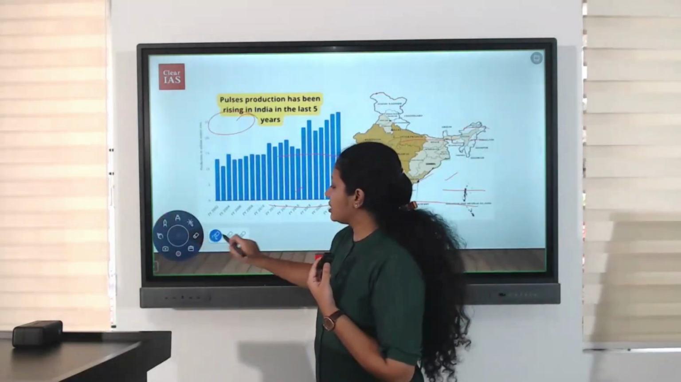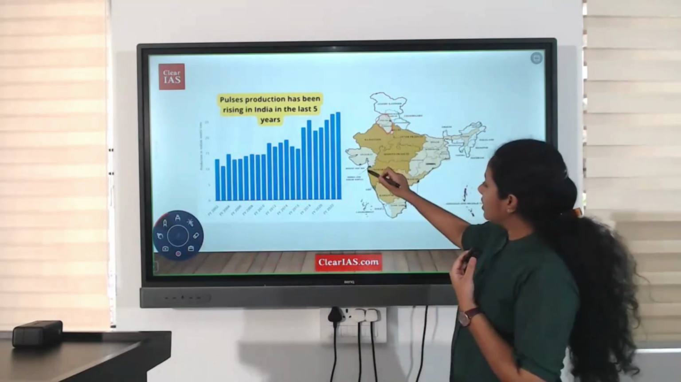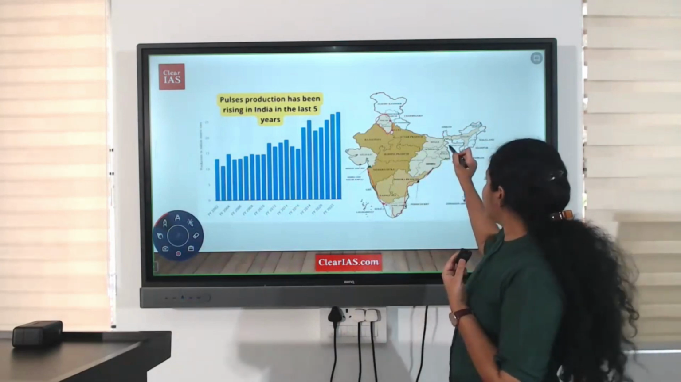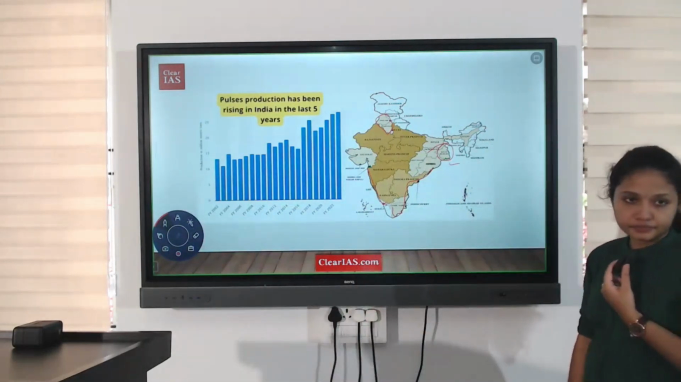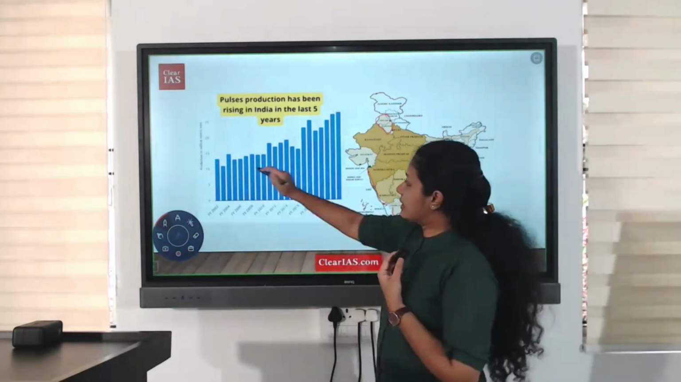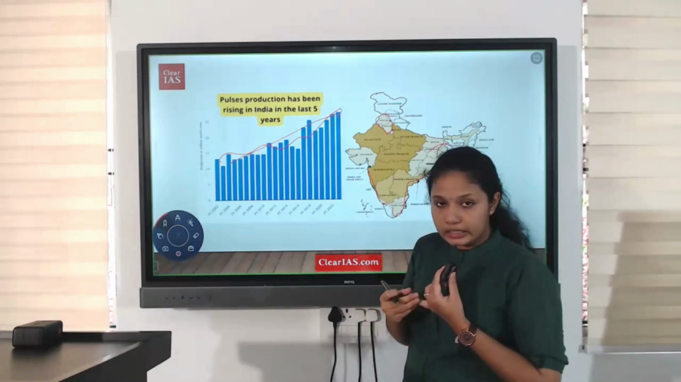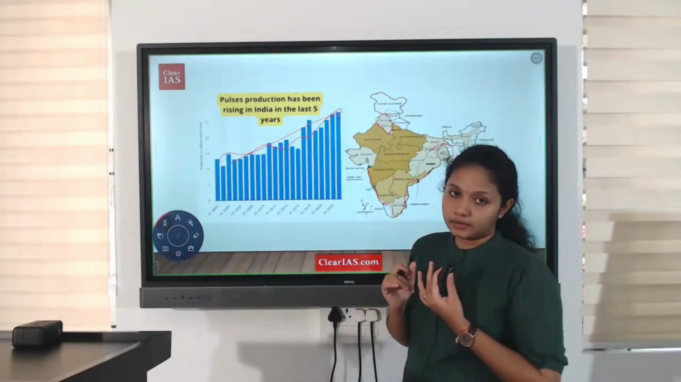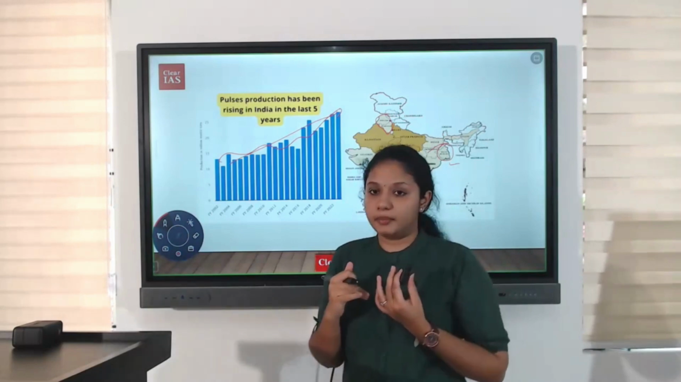These yellow parts are majorly the pulses producing areas. Punjab and Haryana along with the Maharashtra, Karnataka, Tamil Nadu coastal areas. Then West Bengal Delta. Here also the production is increased. Okay. Now, as we see, the production is increased. Even though the production has increased, India is the largest consumer and also importer. This means that we are not producing as much for our domestic requirement.